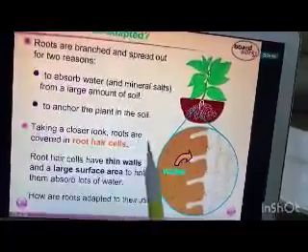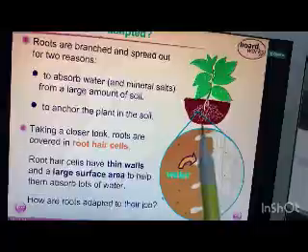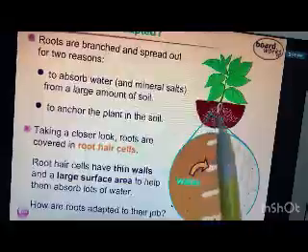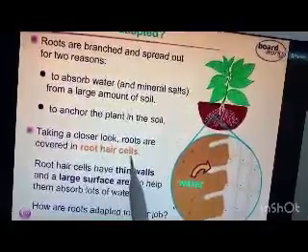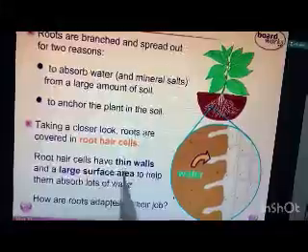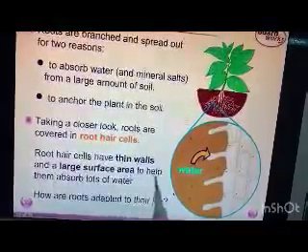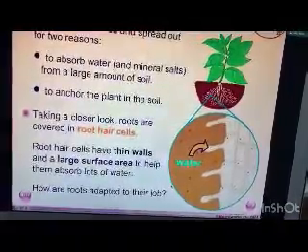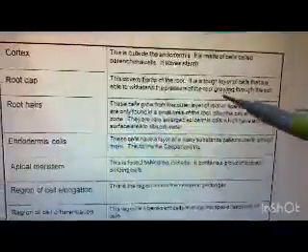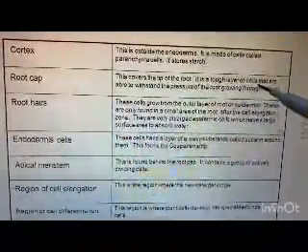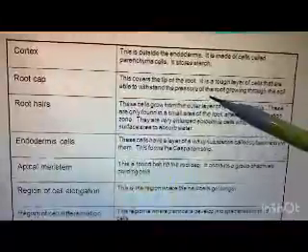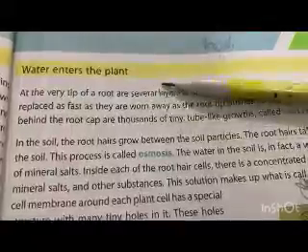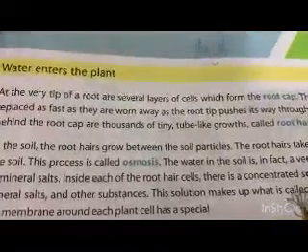Taking a closer look, roots are covered in root hair cells. Root hair cells have thin walls and a larger surface area to help them absorb lots of water. How are roots adapted? What is the root cap? This covers the tip of the root. It is a tough layer of cells that are able to withstand the pressure of the root growing through the soil. At the very tip of the root are several layers of cells which form the root cap.